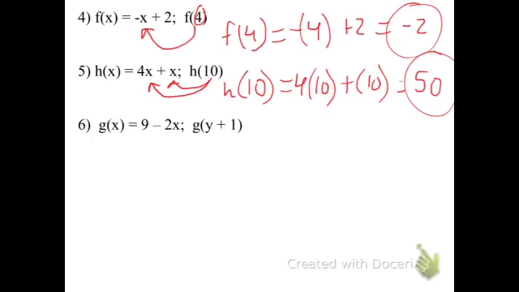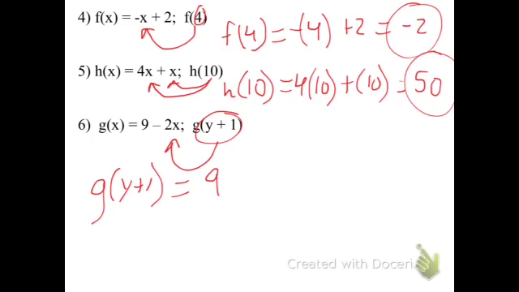We're going to move on to the last one. We got y plus 1. Okay, that's going to replace x, like completely. And make sure you put parentheses in there. So g of y plus 1 is going to be equal to 9 minus 2, and then in parentheses put y plus 1. Okay, and we need to now simplify this right side.